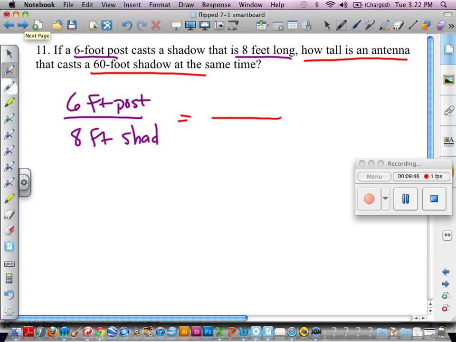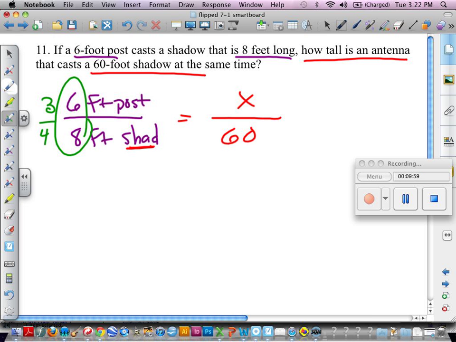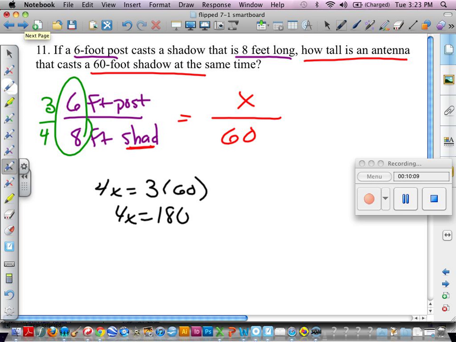Now, do you see how easy this is? I can see it's going to go on the bottom because I got shadow on the bottom, so I'm going to write 60 here, and I'm looking for X. And again, if you want to reduce, hey, that's 3/4. Cross multiply. 4x equals 3 times 60. 4x equals 180. Divide 4 in there, and you'll get 45.